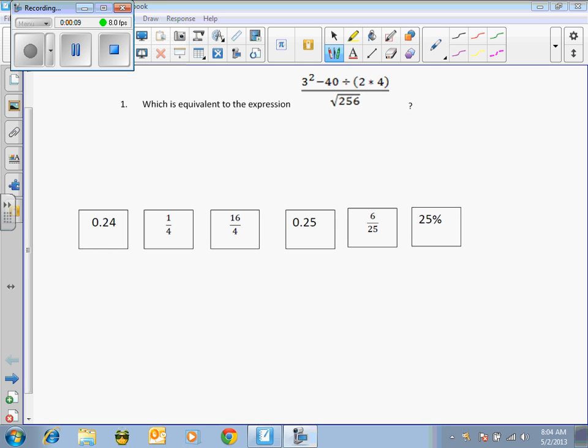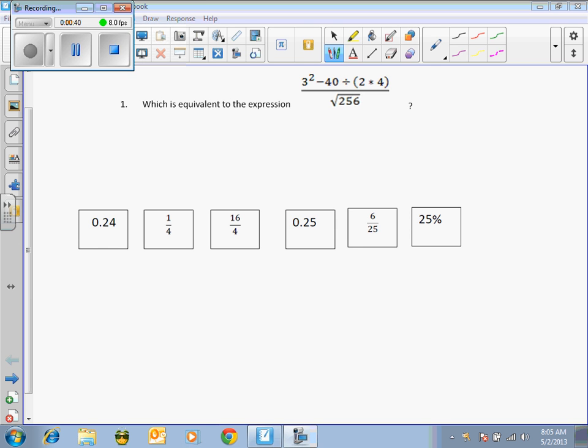What we have is the expression 3 squared minus 40 divided by, in parentheses, 2 times 4, all divided by the square root of 256. This is a problem that you had in your pre-assessment that you may or may not have had some issues with. What I'd like to do is to review how to solve this expression and then give you some problems that you can practice on your own.